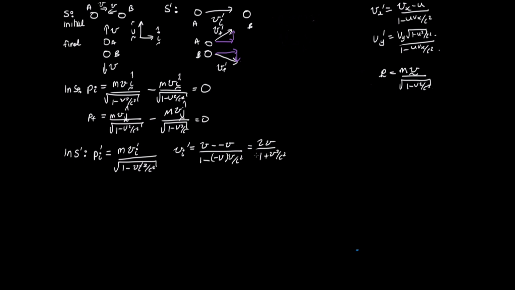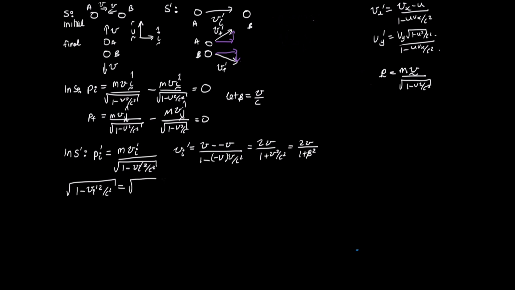Now, to save ourselves some writing, what we're going to do is let beta equal v on c. So we can write this as 2v over 1 plus beta squared. So we will want to substitute this in here, but we'll also need to work out what this term is. So let's step through what this term is first. So this term is equal to the square root of 1 minus v initial prime squared, and we've just calculated v initial prime here, over c squared.